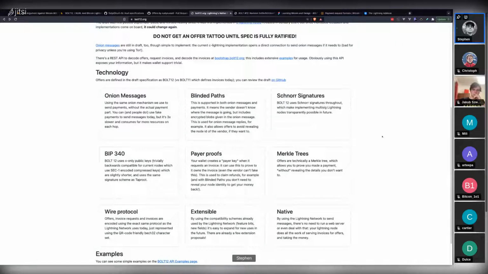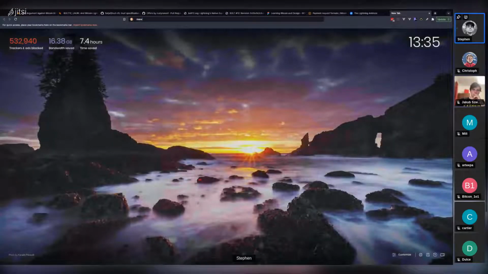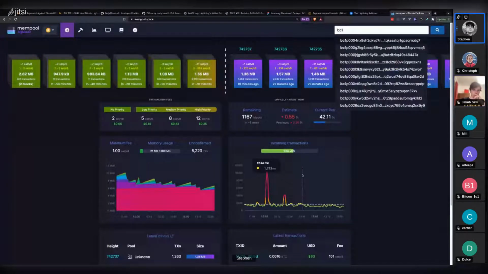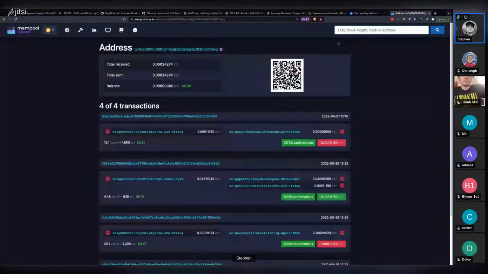I was just talking about this at PlebFi the other week, so I'm nuts about Taproot at the moment. But one thing I'll say real briefly about Taproot is, if I go to mempool.space, one cool thing that's real easy to understand, if I just go search for a random address here, I'm going to say BC1Q. So this is what we call a native SegWit address.